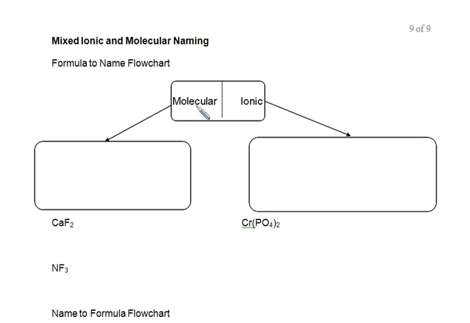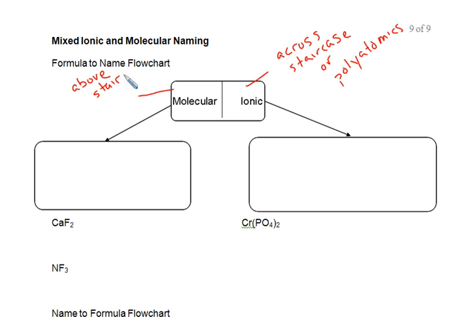So you've either got a molecular compound or an ionic compound. If it's ionic, remember that you're going to be going across that staircase. So that's what to look for. So across the staircase, or you've got polyatomics, because you've got to have two ions involved. If it's molecular, then you're going to be above the staircase. And both elements have to come from above the staircase.